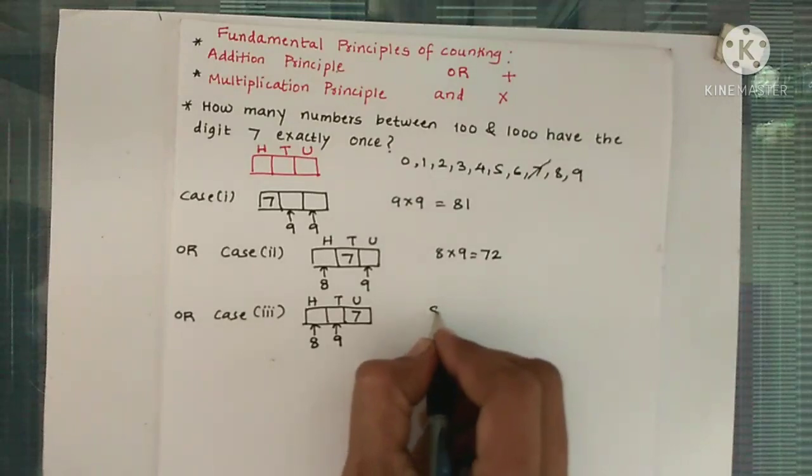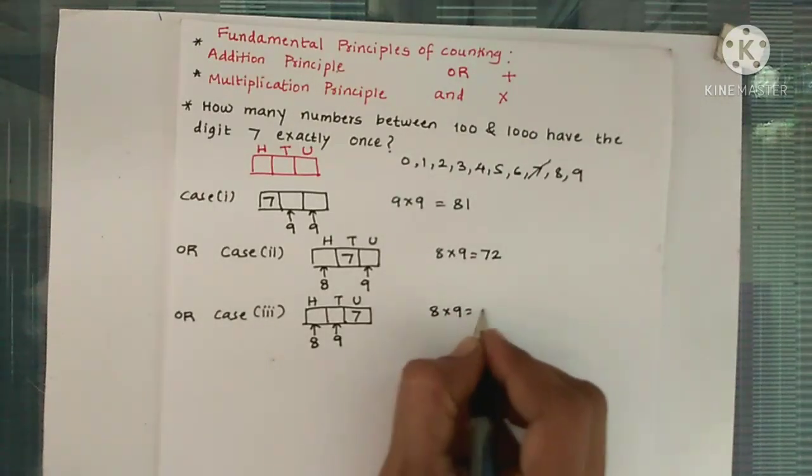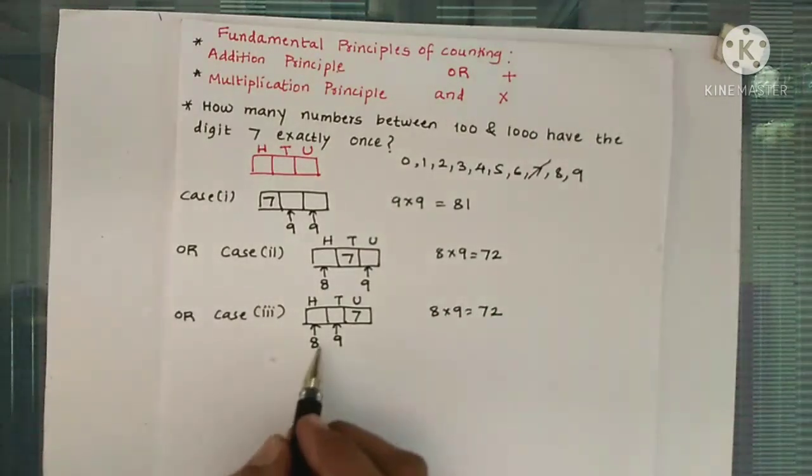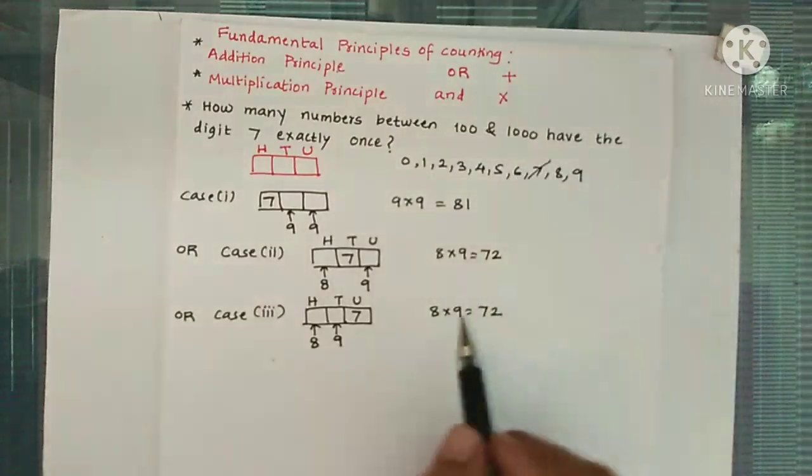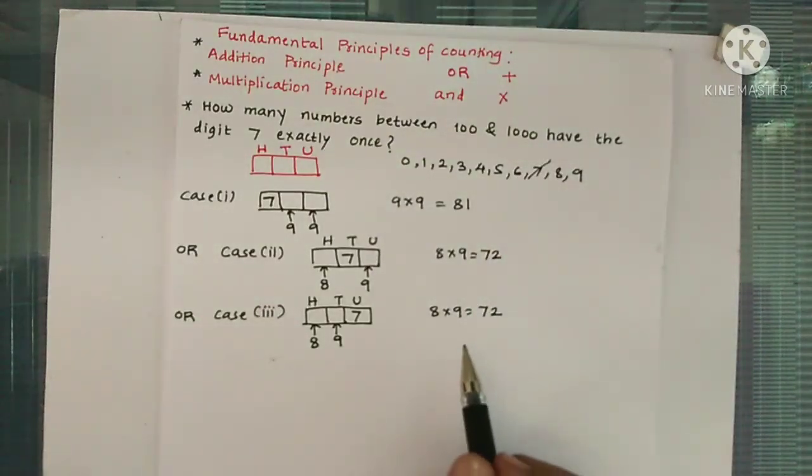So again the number of ways is 8 into 9, 72. See here, hundreds place is filled and tens place is filled. So it is "and" in between, so we have to multiply the number using the multiplication principle.